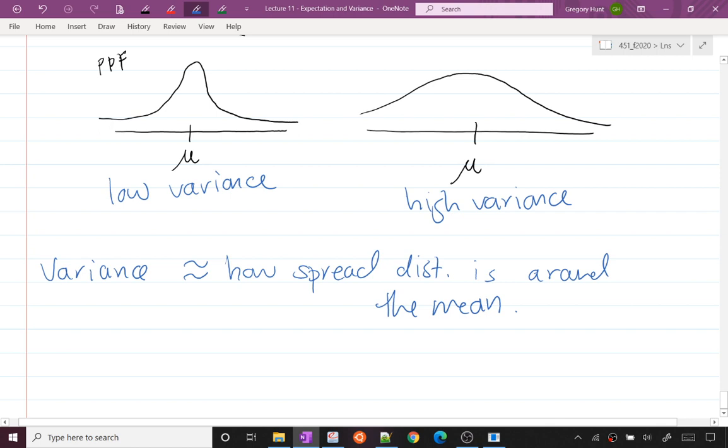Kind of how spread out is the distribution around the mean. The mean tells you where the distribution is, and the variance kind of characterizes how spread out the thing is. So you talk about this all the time in an intro statistics course or other courses. These two things, mean and variance: center, location, spread is another word for variance.